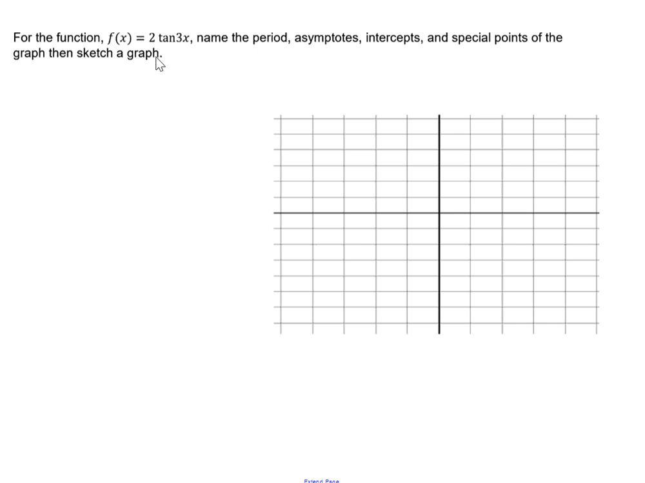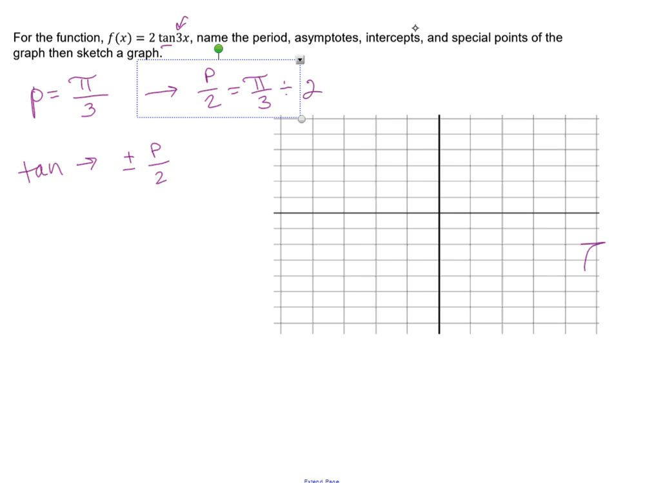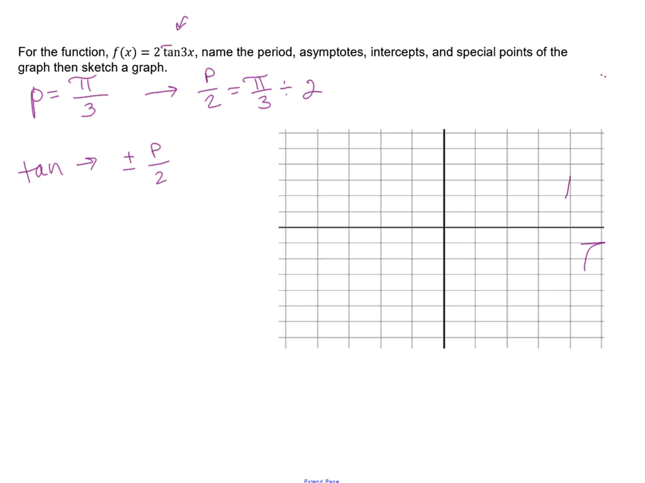Okay, 2 tangent of 3x. We're going to name the period, easy, p equals pi over b, which is pi over 3. The asymptotes for tangent happen at plus or minus p over 2. So let's figure out what p over 2 is. That would be pi thirds divided by 2. I don't like fractions inside of fractions. That is pi over 3 times 1/2, which is pi over 6.